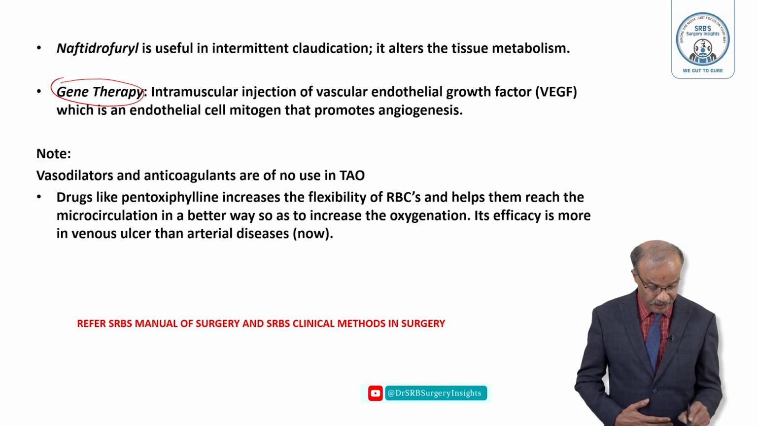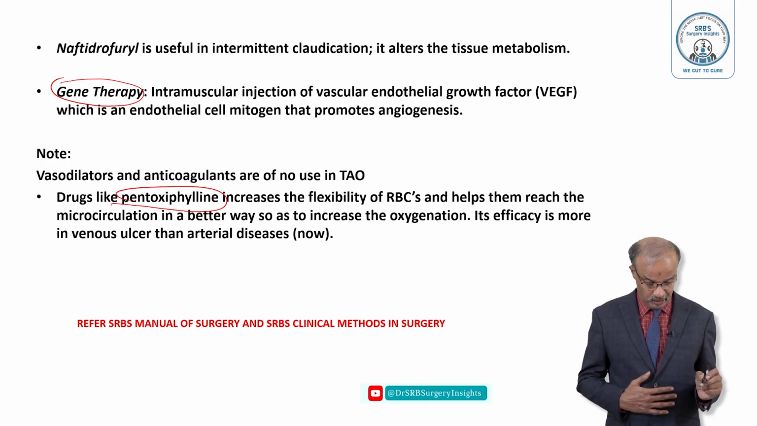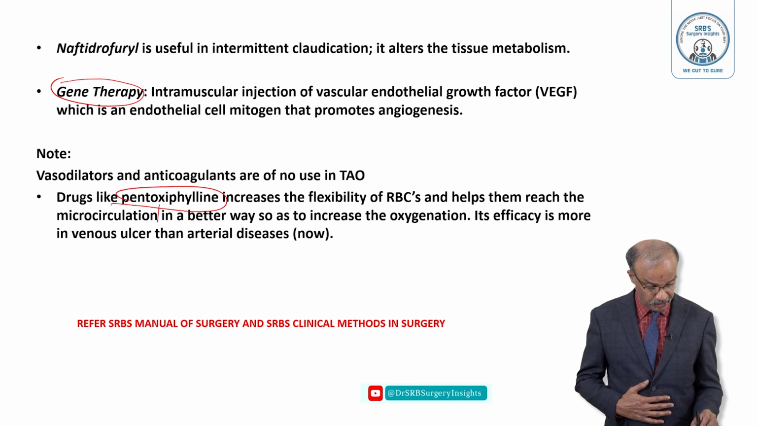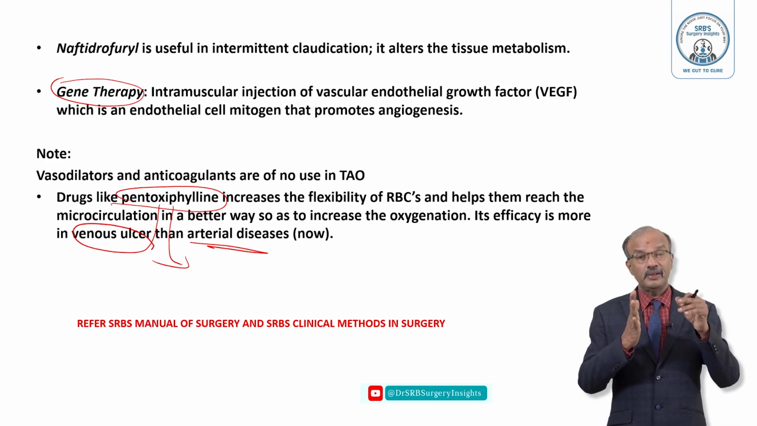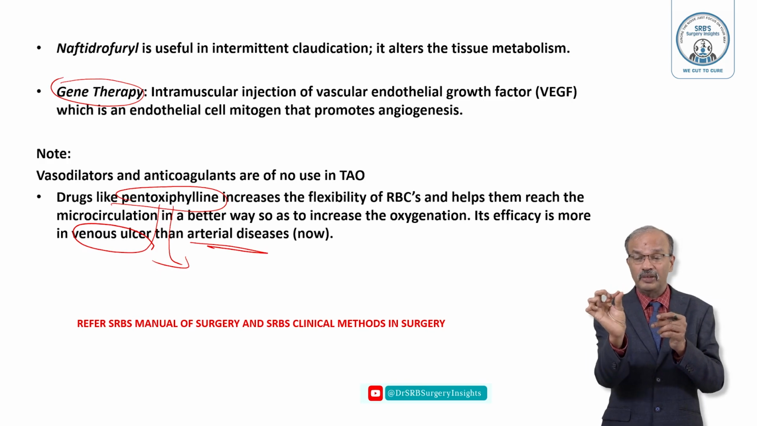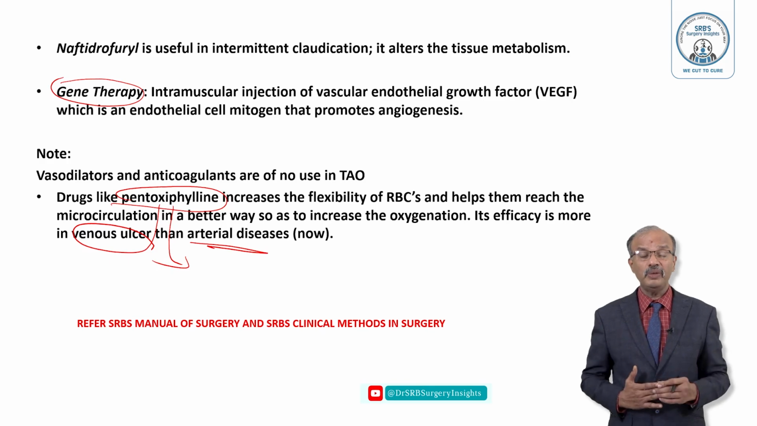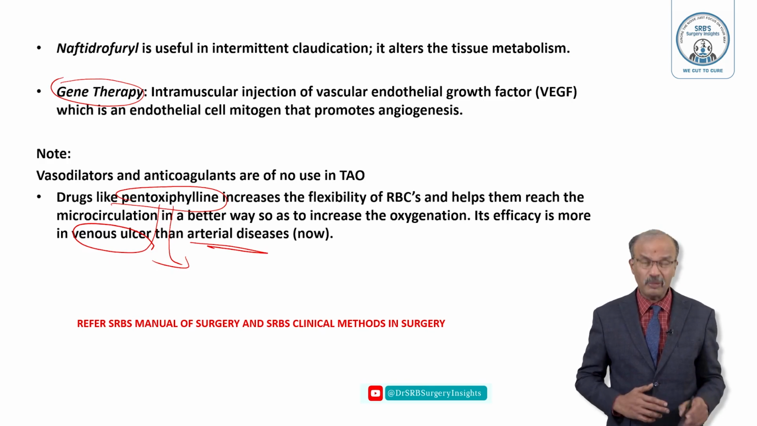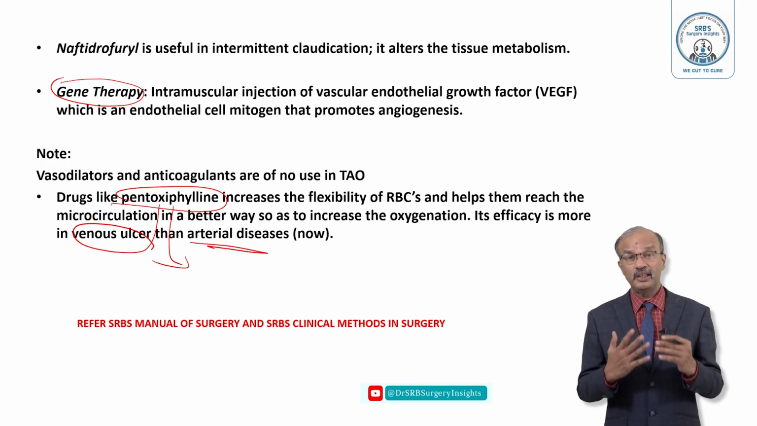Remember, vasodilators, anticoagulants, drugs like pentoxifylline have been used for a long time, but their efficacy is not that good actually. Rather, this is said to be useful for venous disease and venous ulcer than arterial disease. Remember, pentoxifylline is said to increase the flexibility of the RBC. So the RBC is like this, and it becomes like this. So it squeezes through a narrowed vessel. That is the concept as far as pentoxifylline is concerned. But it's said now that currently it is more useful for venous ulcer than arterial disease.